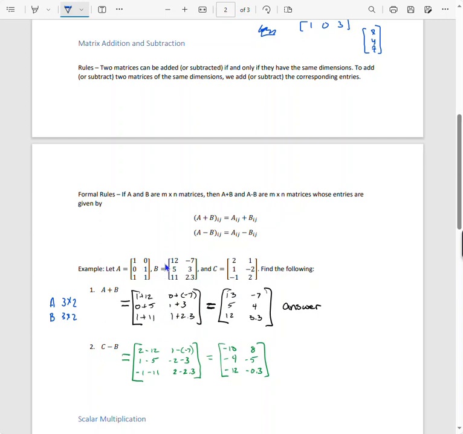If you could look at 1 plus 12 and know it's a 13, go ahead, write the 13. 0 and negative 7 is negative 7. 0 plus 5 is 5. 1 plus 3 is 4. 1 plus 11 is 12. And 1 plus 2.3 is 3.3. So this is our answer matrix.